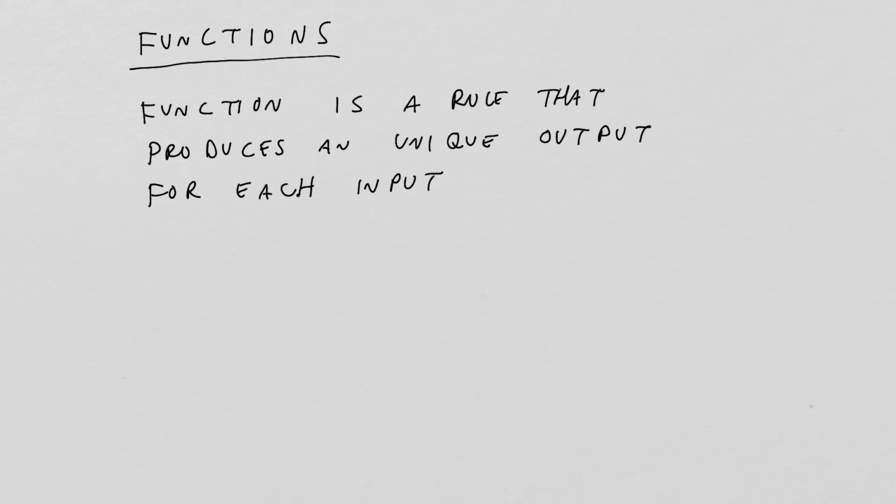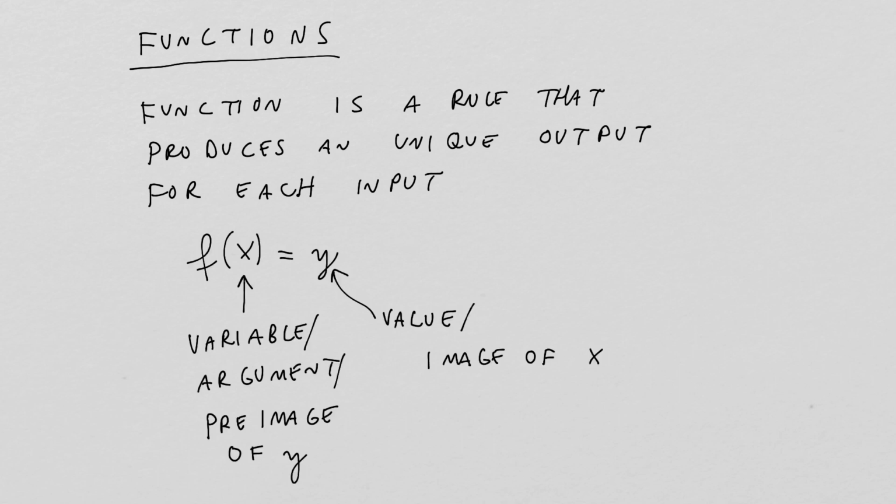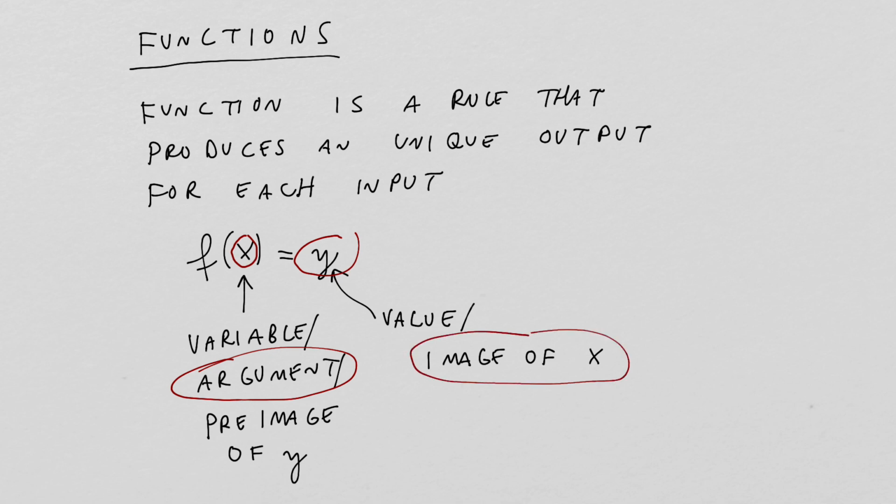Let's talk about functions. A function is a rule that produces a unique output for each input. We can call the variable inside f also by the name argument, and the value that the function produces, we can also call the image of x. The other way around, x would be the pre-image of y.